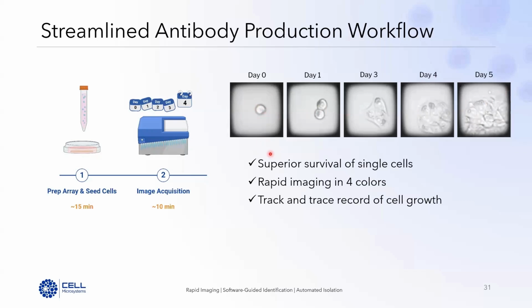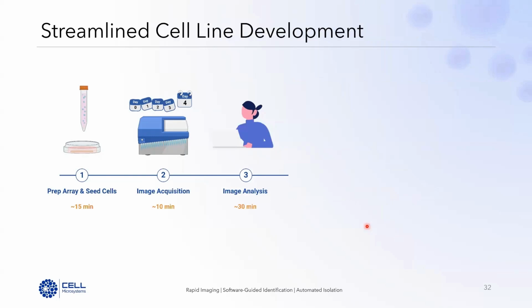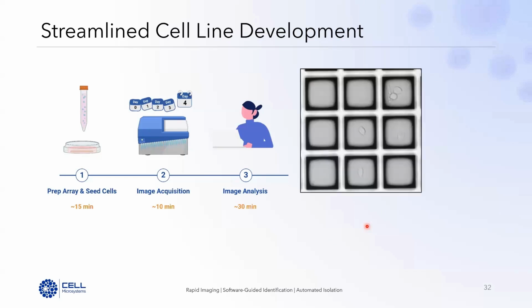This gives us superior survival of our single cells because even though the cells are single cell segregated, they're never actually alone and they're sharing contiguous media, making it a much more hospitable growth environment. We can perform rapid imaging in 4 colors. And again, we can create that track and trace growth record to give us confidence of monoclonality and phenotype. Once we have generated all of that data, as I've shown you previously, we can use our software to perform image analysis for a variety of criteria that allows us to perform clonal selection for downstream expansion.